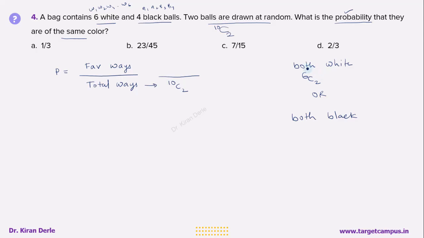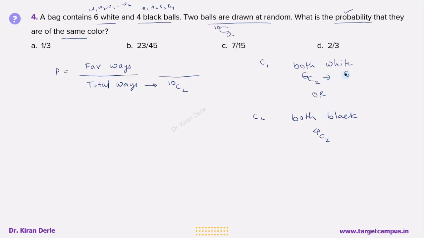This is the number of ways we can have both white balls. Similarly, we have a total of 4 black balls and we want 2 out of them. In this case, this is case 1 and this is case 2. So case 1 can happen such that we'll have both white balls, or case 2 can happen such that we'll have both black balls. I hope you're understanding this, right?